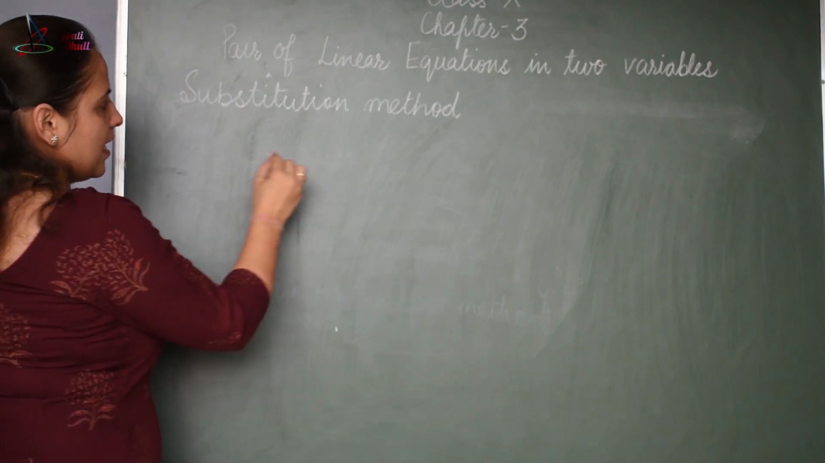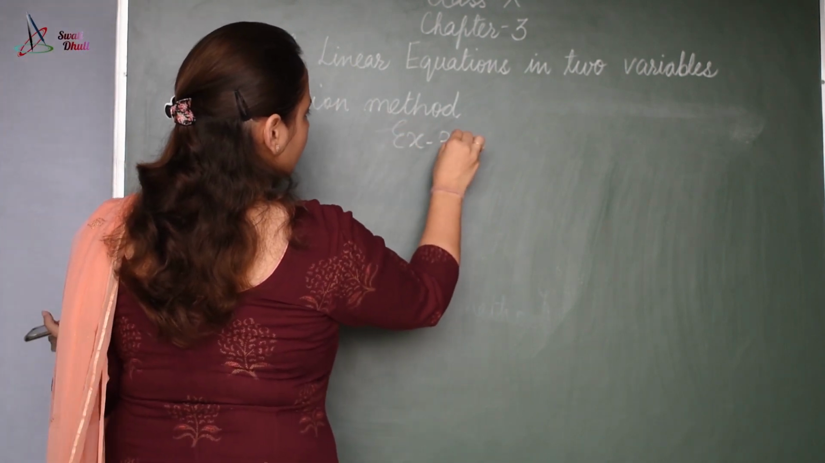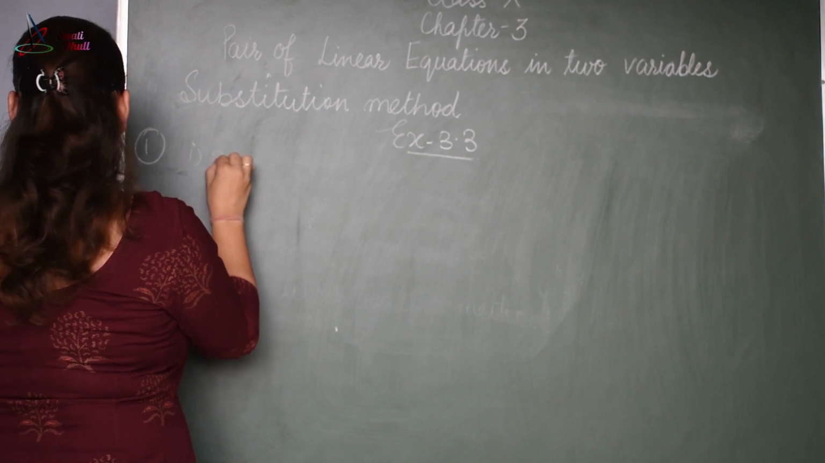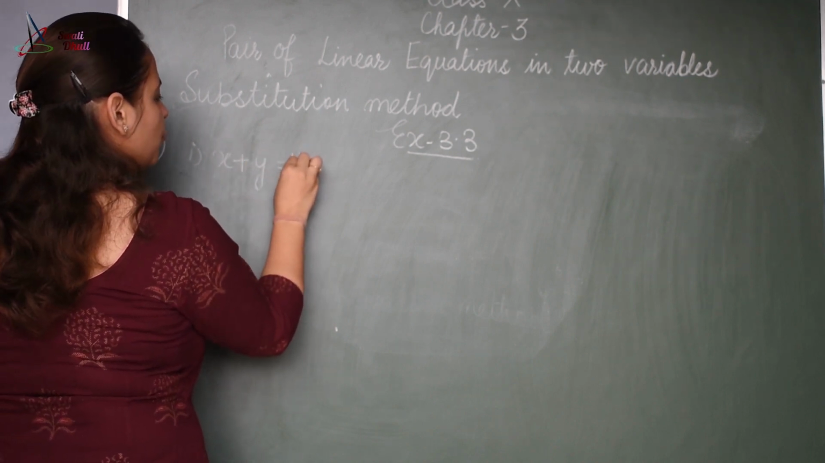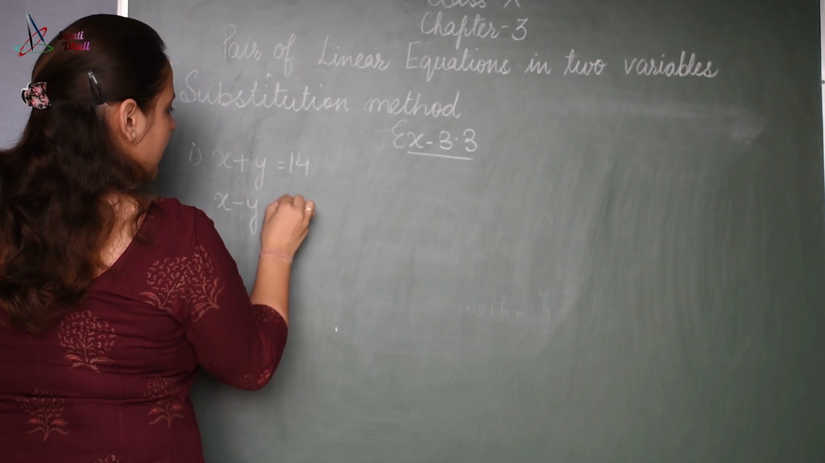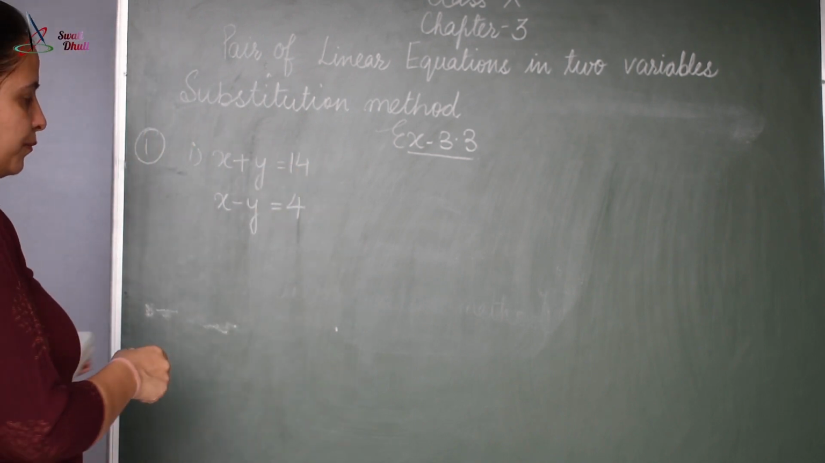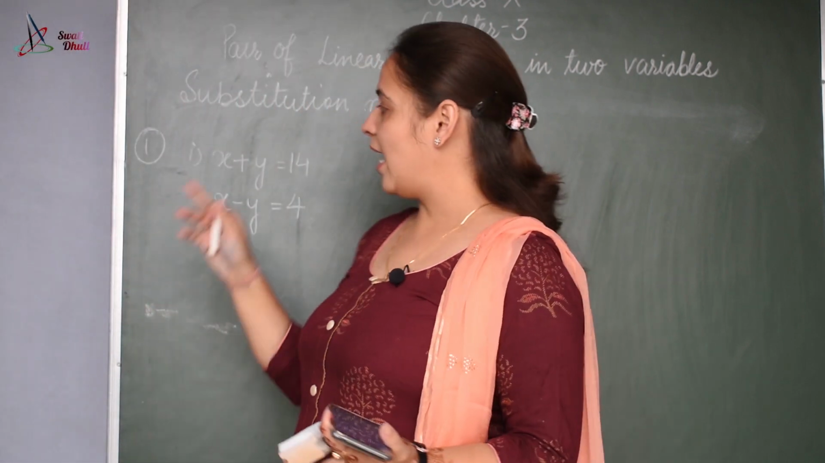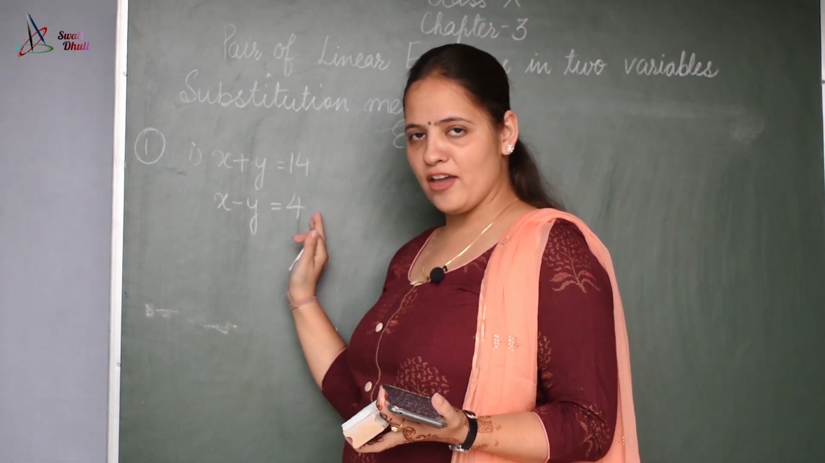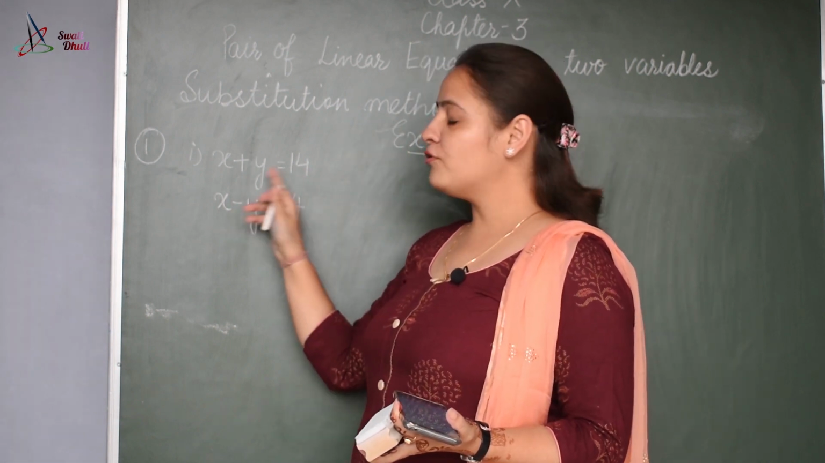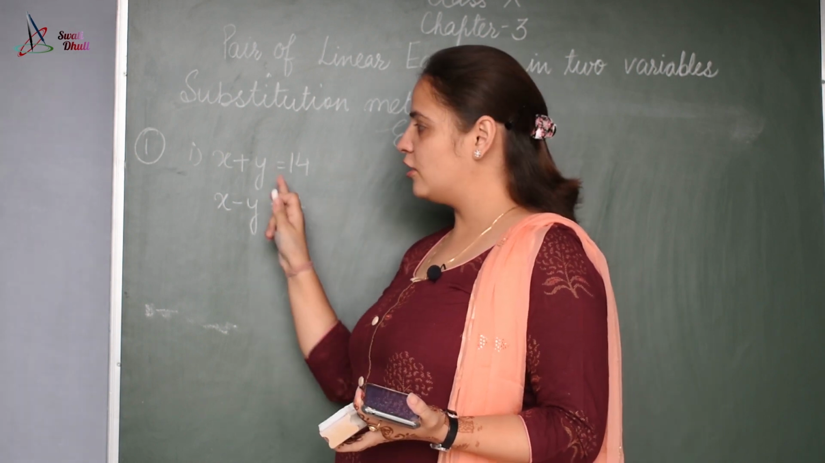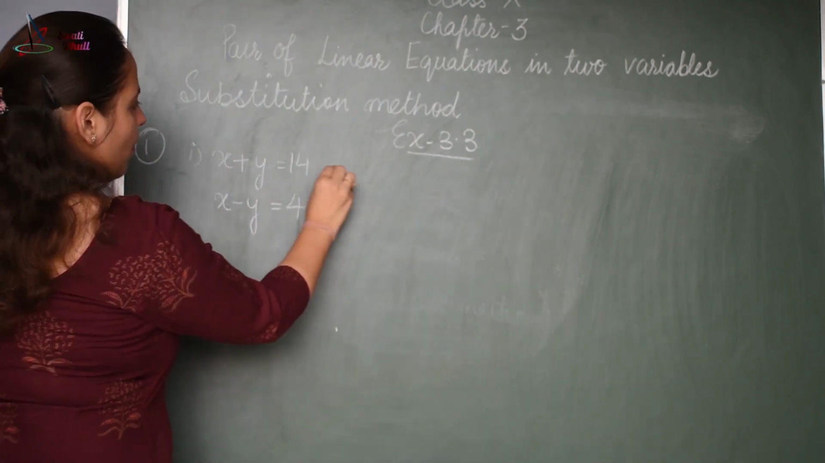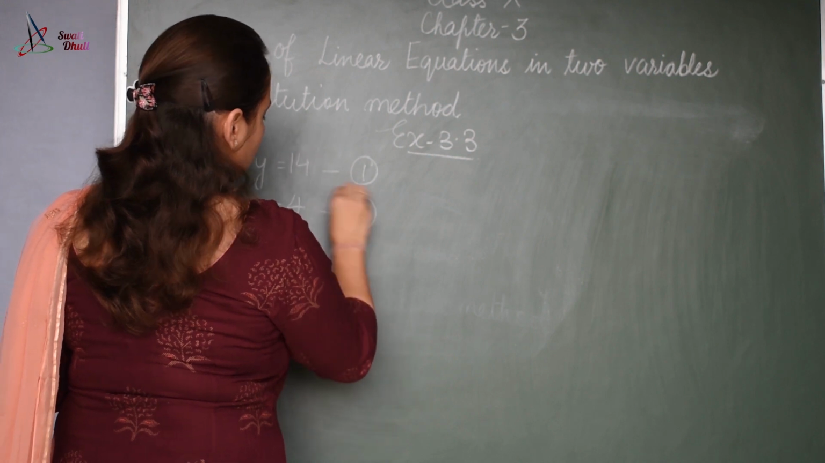See, in your exercise 3.3, your first question, first part, that is x plus y is equal to 14 and x minus y is equal to 4. Now we need to solve it by substitution method. So I have told you that there will be two linear equations because it's a pair of linear equations in two variables. You need to find the value of one variable from either of these two equations and then substitute in the second one. Let's say this is equation 1 and this is equation 2.